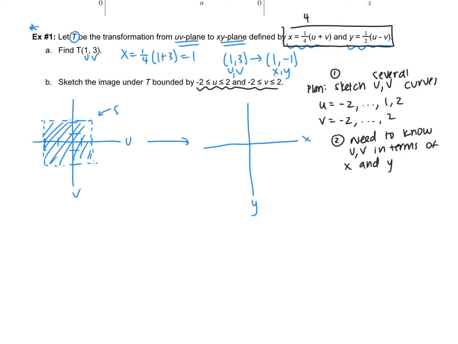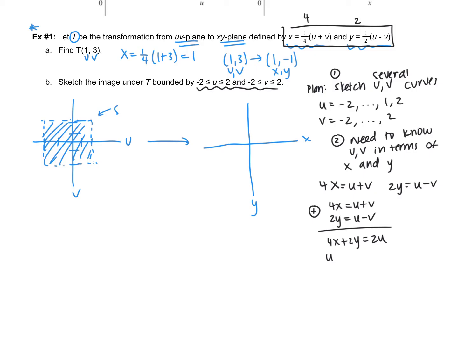Okay, so we're going to start with these two equations. I'm going to multiply this one by 4 to get rid of the fraction and this one by 2 to get rid of the fraction. So I end up with 4x = u + v, and 2y = u - v. The first thing that I want to do is add those. When I add them, I get 4x + 2y = 2u, or u = 2x + y. So the question then is, how is that helpful to us? I'm going to move this over here to the left. So I get u = 2x + y.